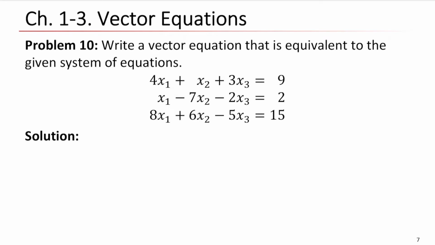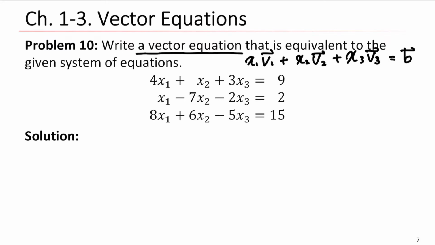Okay, let's move on to the vectorization chapter. The question was: write the vectorization that is equivalent to the given system of equations, right? What is the vectorization? Something like x1 times v1 plus x2 times v2 plus x3 times v3, with the arbitrary vector b, right? Then let's do that.